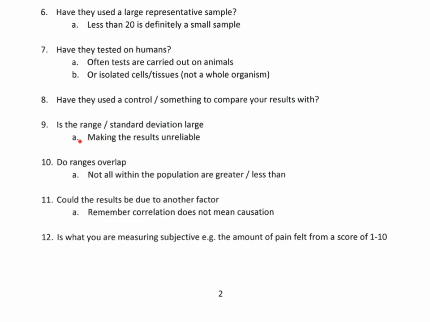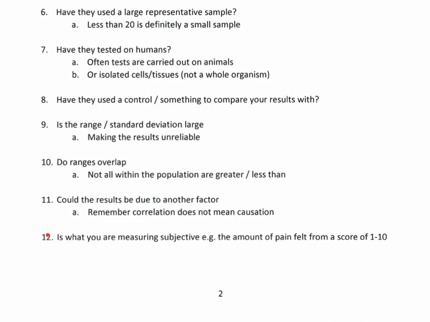Do ranges overlap? You don't often get range bars, and it is a different answer you need to say than standard deviation bars. So if the ranges overlap, then it just means that not all within the 2 different populations are different. Could the results be due to another factor, especially if you're looking at a correlation? So if you've got a positive correlation, that doesn't necessarily mean causation, it could be due to another factor. And then try and list some other factors from your biological knowledge that could also cause a similar response.